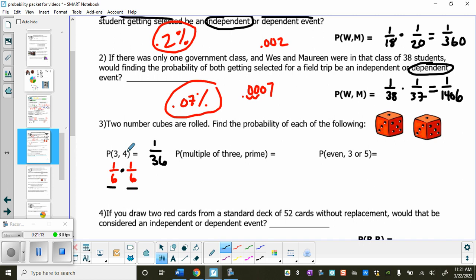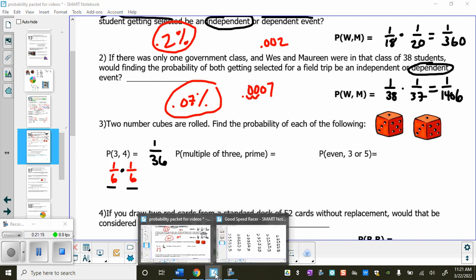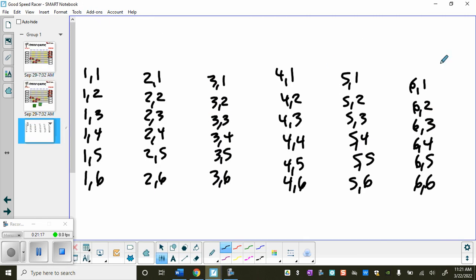Okay? Now I can actually show that result real quick. I have all the possibilities listed out right here. You could get a 1 and a 1, a 1 and a 2, a 1 and a 3, and so on. So out of these 36 possible things, the chances of us getting a 3 and then a 4 are right there. And that's the 1 out of all of the 36 options.